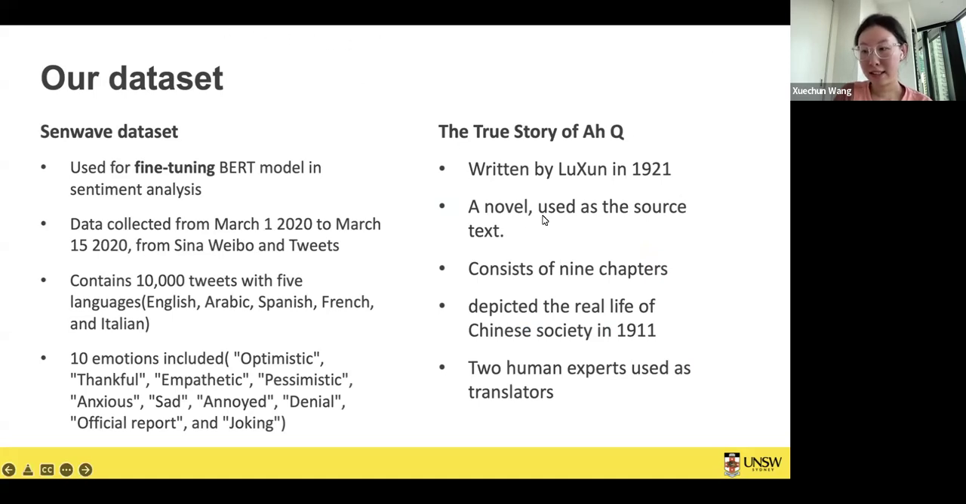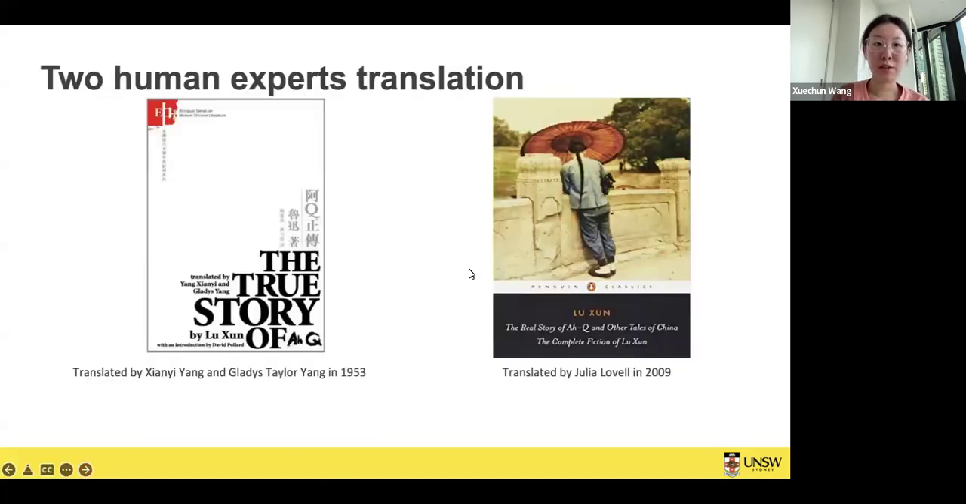Another dataset is The True Story of Aki, a novel used as the original text. It consists of 9 chapters. Google Translate will translate the original text to a translated version in English. We also have two human expert versions to compare with the Google Translate one. One was translated by Xian Yi and Gladys in 1953, and one was translated by Julia in 2009.